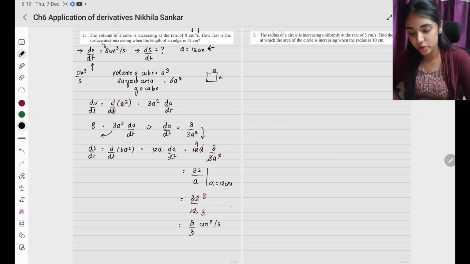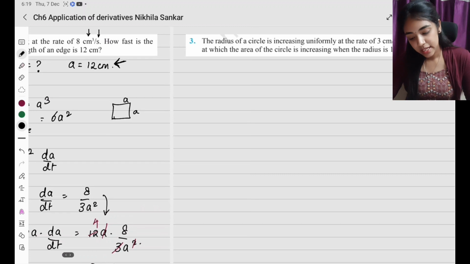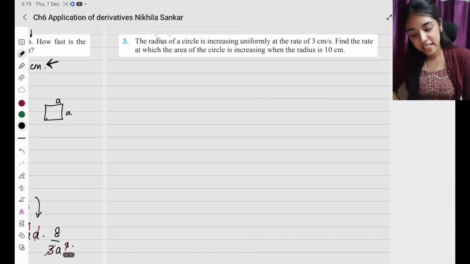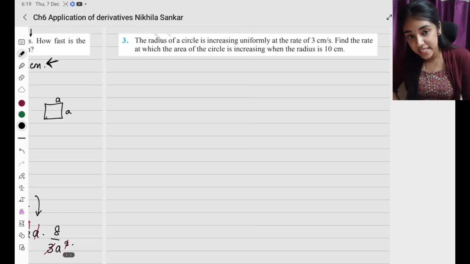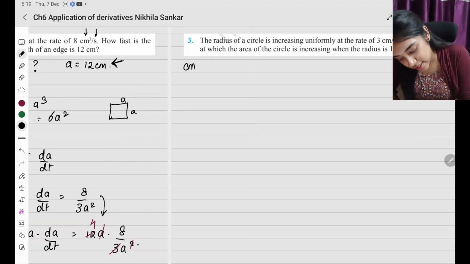Units are very important. Okay. Now moving on to the third question. The radius of a circle is increasing uniformly at a rate of 3 centimeter per second. So I have centimeter per second.